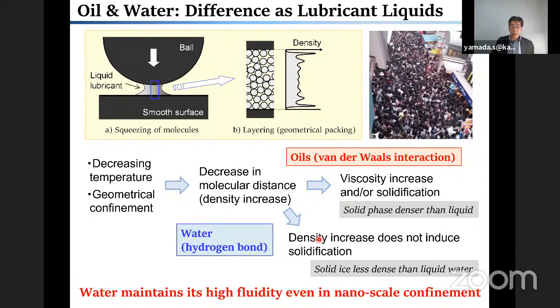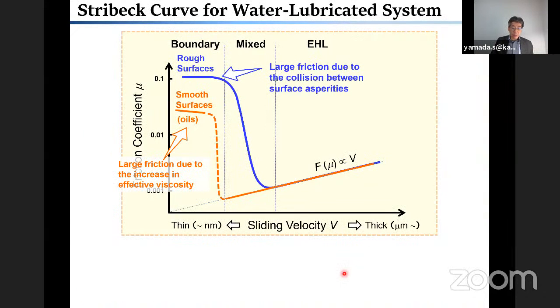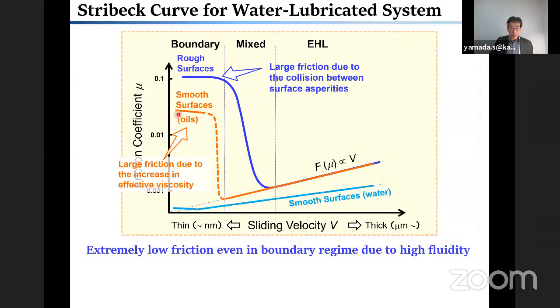Okay. This is the principal mechanism of the extremely low friction of water-based lubrication. Let's consider the Stribeck curve for smooth surfaces separated by water-based lubricants. As I already described, the Stribeck curve for smooth surfaces lubricated by oil exhibits large friction in the boundary regime due to the increase in the effective viscosity of liquids, oil. On the other hand, effective viscosity is still very low for confined water in boundary lubrication. So, the Stribeck curve for a water lubricated system should be low over the entire velocity range.